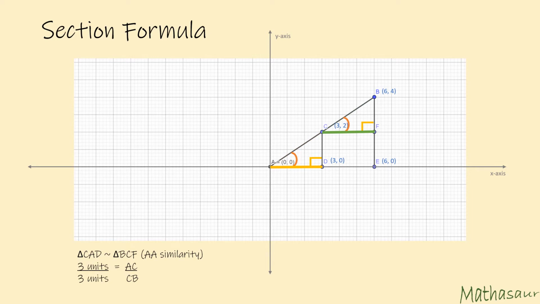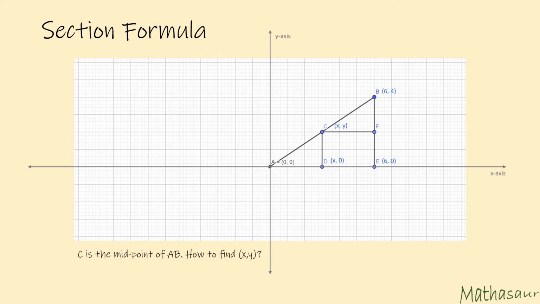We can see from the figure that AD is equal to 3 units and CF is also equal to 3 units. Look at the x coordinates. The intercept AD on x-axis is equal to 3 units. And the segment CF is equal to the segment DE, which has an intercept of 3 units on the x-axis. This gives us AC by CB equals 1. Or this also means that AC is equal to CB, which means that C is the midpoint of segment AB.